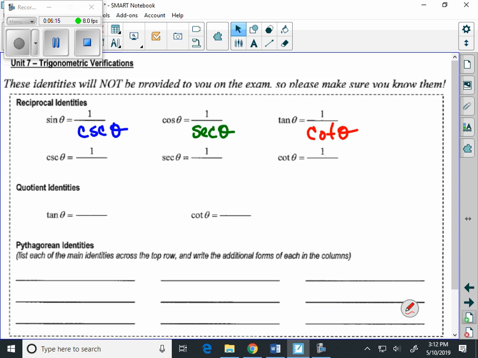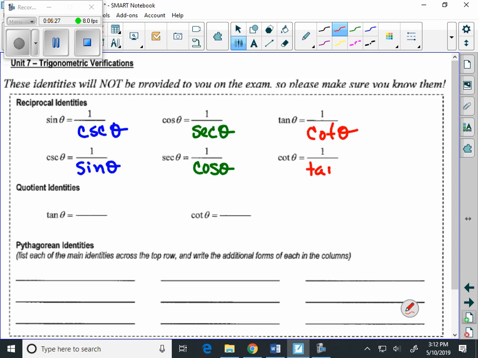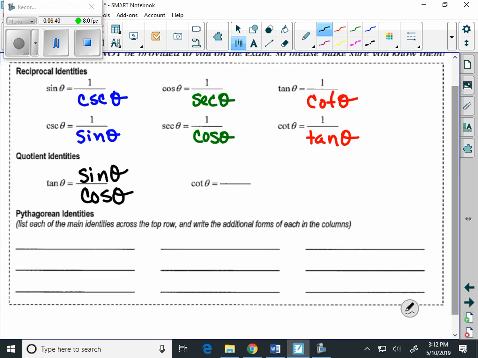And then the other direction: cosecant is 1 divided by sine, secant is 1 divided by cosine, and cotangent is 1 divided by tangent. Tangent is sine divided by cosine. And since cotangent is the reciprocal of tangent, this is going to be cosine divided by sine.